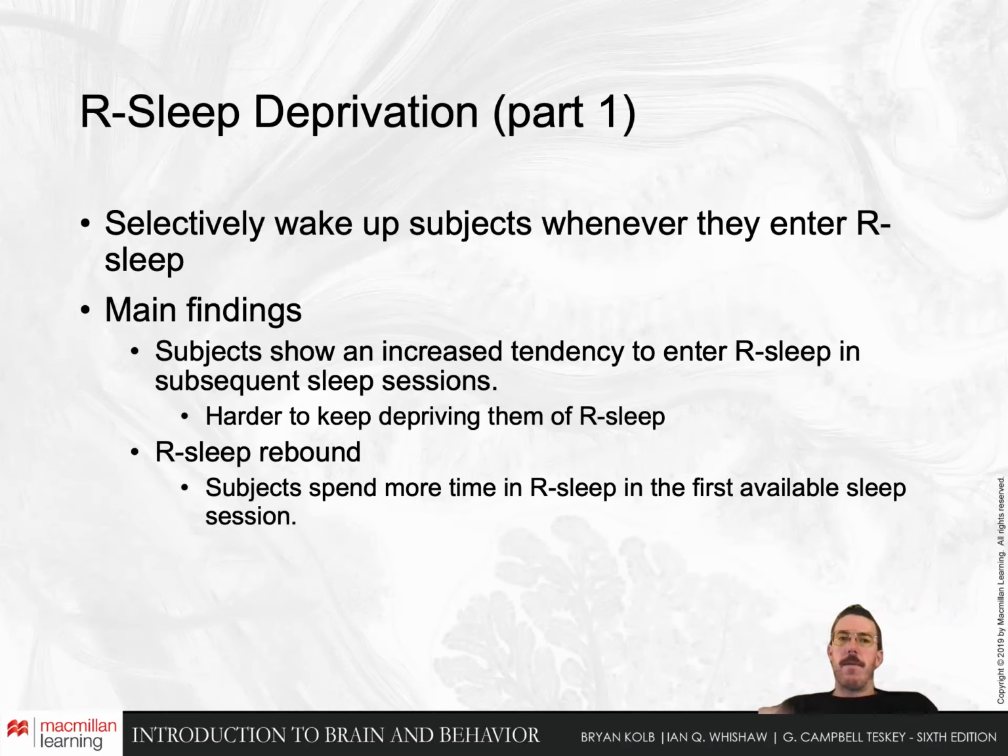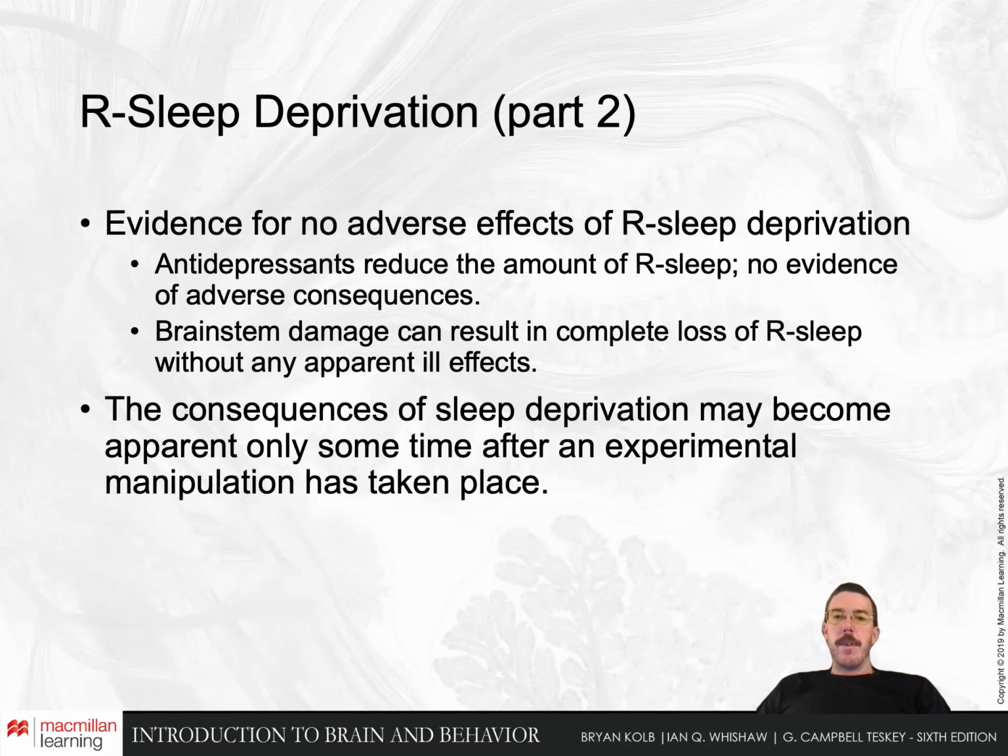We can deprive people of REM sleep by waking them up whenever they enter it to find out what its role is. One finding is that there's an increased tendency to enter REM sleep when you take it away, and it becomes harder and harder to deprive people of REM sleep. And the next night, there's going to be more REM sleep when you stop doing this, so there's a rebound. But there's no adverse effects of REM sleep deprivation. Many antidepressants reduce REM sleep, but there's no evidence of adverse consequences. And also some brainstem damage can completely remove REM sleep without any apparent problems.